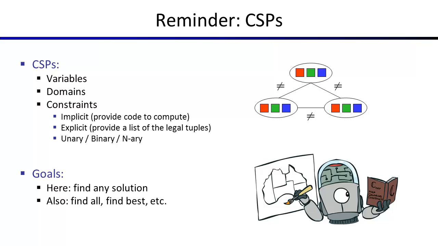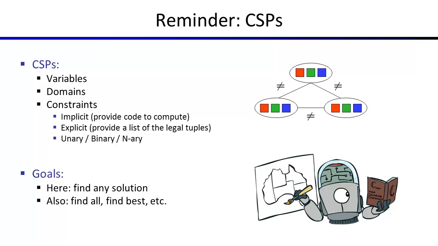So let's remember what CSPs are. They are, at some level, a search problem, but they have their own very specific structure that allows us to use special purpose algorithms beyond the generic search algorithms. So what's in a CSP? There are variables, there are domains which hold the values that those variables can take on, and then there are constraints that say which assignments to the variables are legal. And what you're searching for is an assignment that is complete, that is, it assigns all of the variables and obeys all of the constraints.